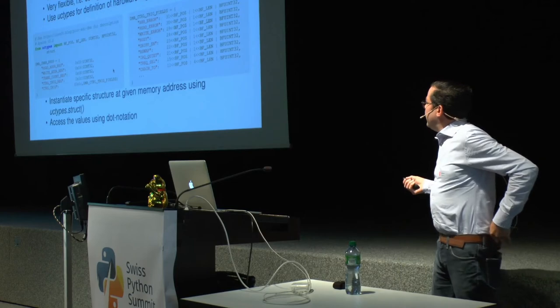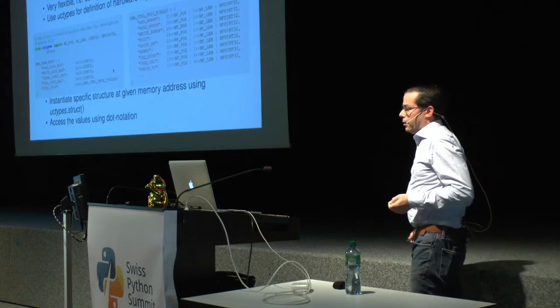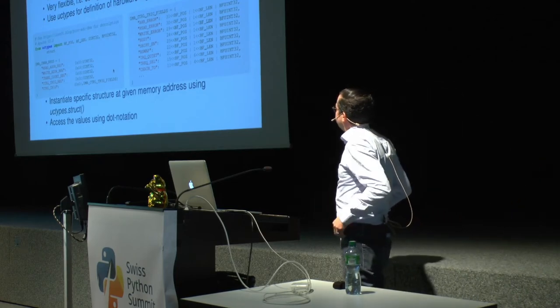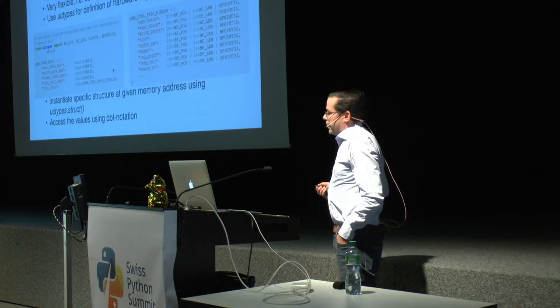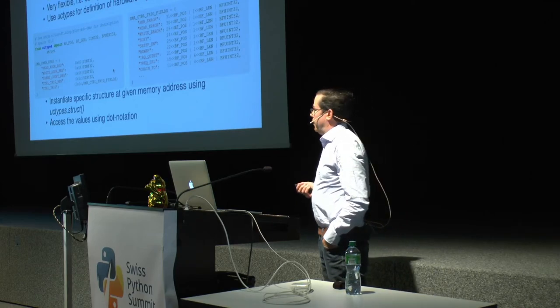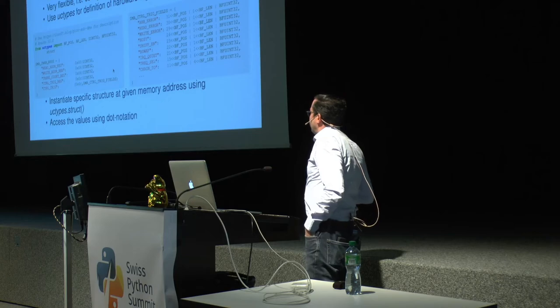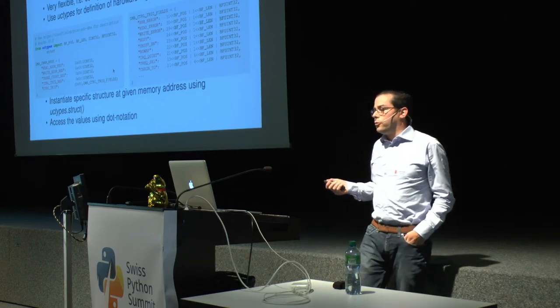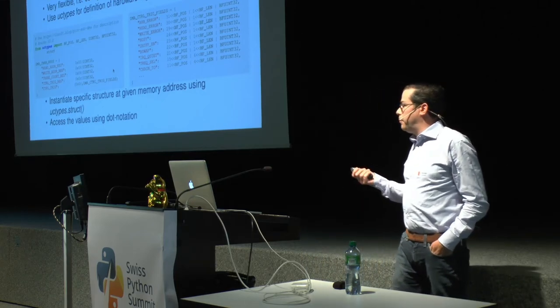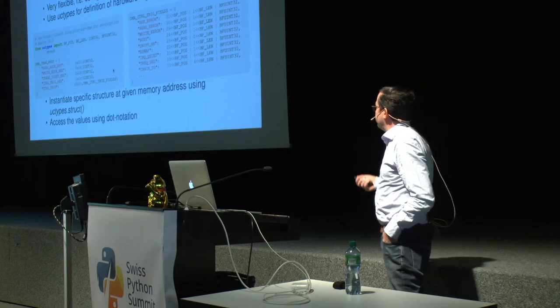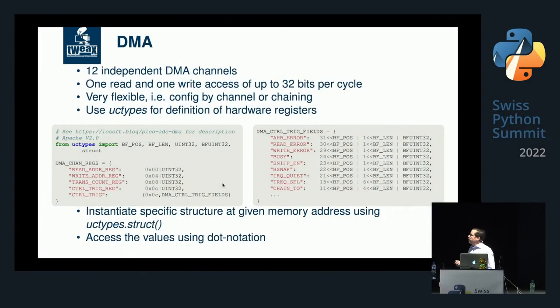Now, there was a guy that made a pull request with some helper functions and stuff like that, but it didn't get merged into MicroPython. And so what do you do then? Do you just forget about it or go to the C++ SDK? Well, no.